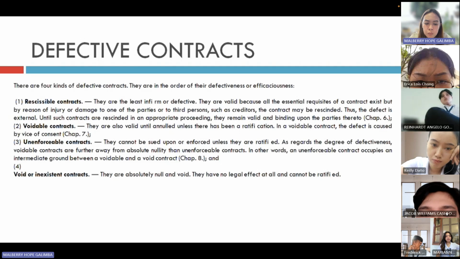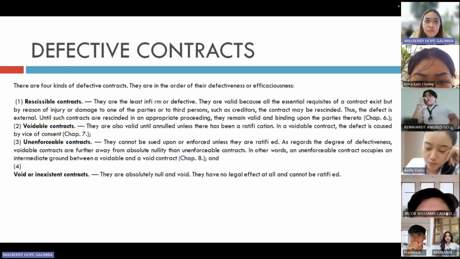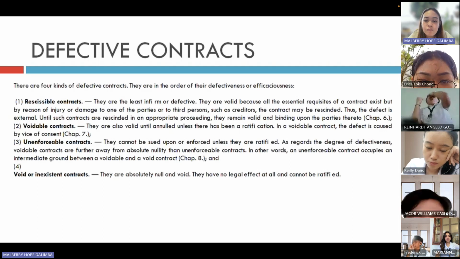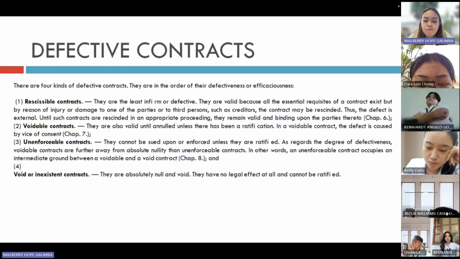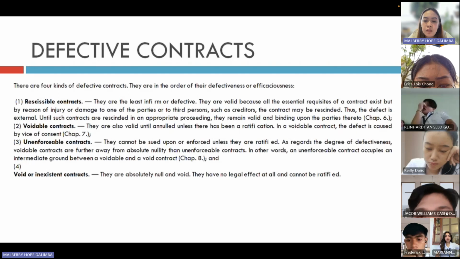You have rescissible contracts, voidable contracts, unenforceable contracts, void or inexistent contracts. Rescissible contracts are the least infirm or defective. They are valid because all the essential requisites of a contract exist. But by reason of injury or damage, an economic damage or lesion, to one of the parties or to third persons such as creditors, the contract may be rescinded or canceled. Thus, the defect is external. Until such contracts are rescinded in appropriate proceedings, they remain valid and binding upon the parties thereto.